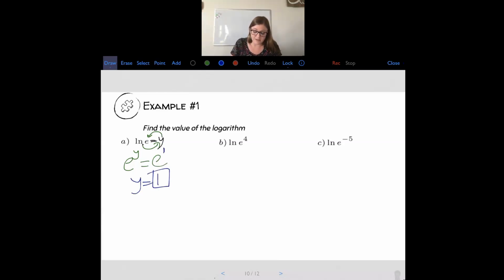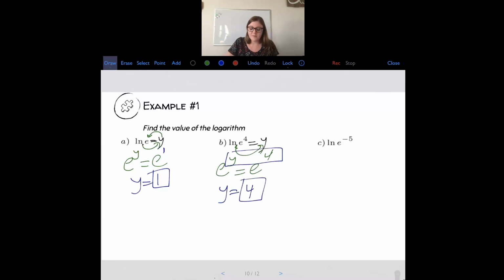For part B, we have ln of e to the 4th. So we set this equal to y. We have e, that's the base of the log. e to the y is equal to e to the 4th. The only way for these same bases to have an exponent and for them to be equal is for their exponents to be equal. So y is equal to 4.